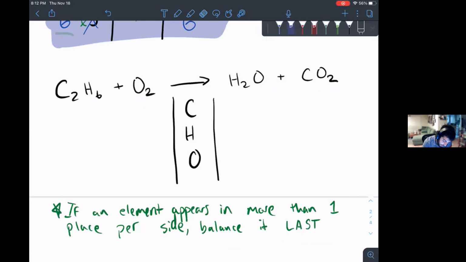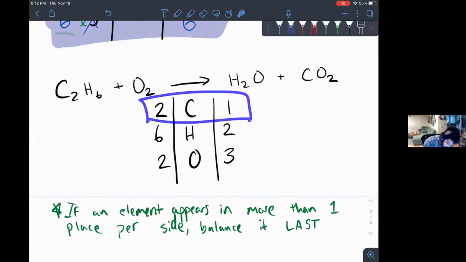So let's go ahead and get down our numbers. We have 2 carbon, 6 hydrogen, and 2 oxygen. 1 carbon, 2 hydrogen, 3 oxygen. 3 because we have 1 from here and 2 from here. All right. So first things first, let's see if I can multiply anything by, and I'm going to start from the top and then work my way down.